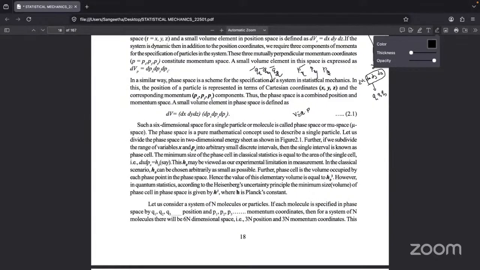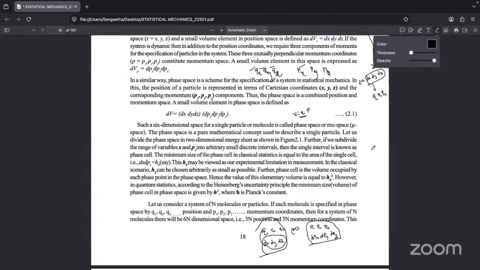This position coordinates, what do we have? Position coordinates Q1, Q2, Q3, or position coordinates are represented with dx, dy, dz. These are position coordinates. What are momentum coordinates? Momentum coordinates are written P1, P2, P3, or in terms of differentials, we can write dpx, dpy, dpz. So these are called momentum coordinates, and this is called position coordinates.